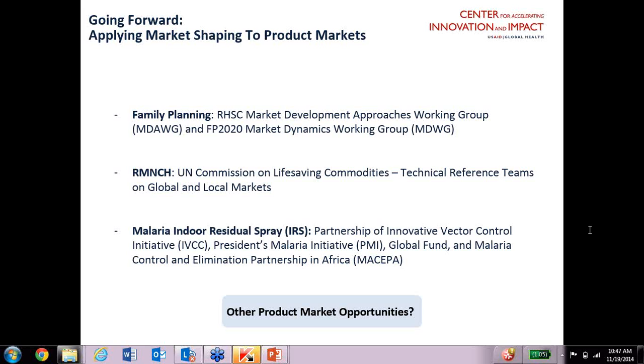And then also the Pledge Guarantee for Health, which is a different mechanism for taking market shaping interventions. And I will pass this over to Jamie.